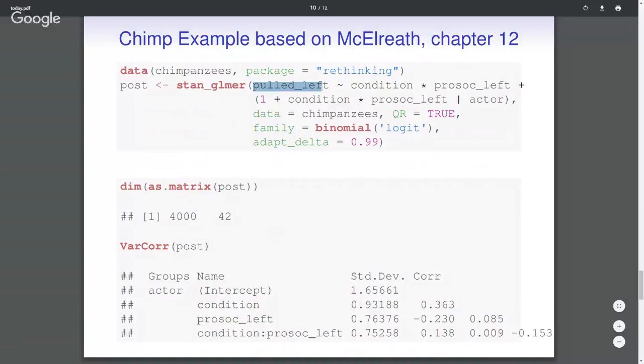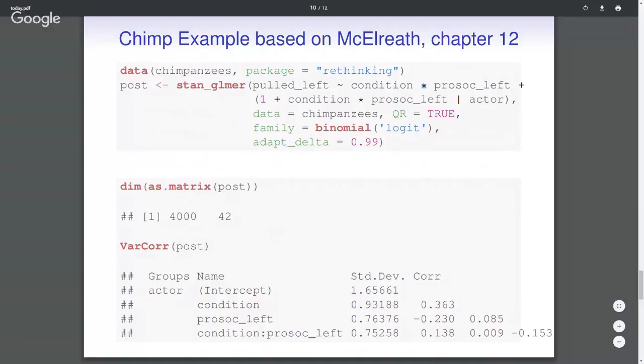So we have an outcome. Do they pull the left lever or the right lever? There's some experimental condition and something about the pro-socialness of the chimpanzee. So these are going to be part of our X matrix. And then there's some grouping variable called actor, which I honestly don't remember exactly what that means. But we're saying, we want the intercept and the coefficient on all these things to vary from one group of chimpanzees to the next. And also we have an interaction term here, which McElreath had too.